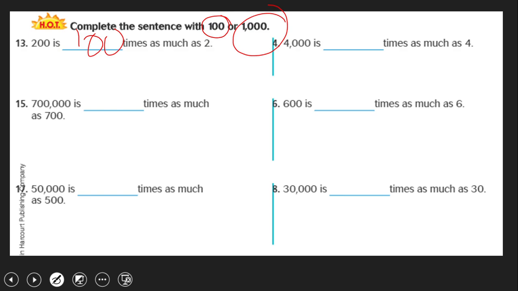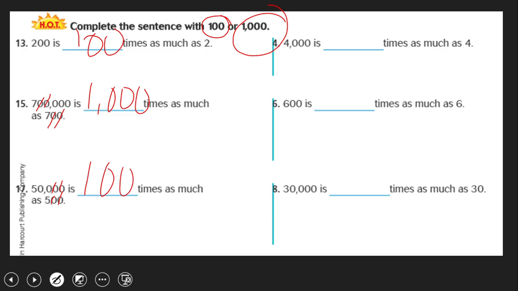700,000 is blank times as much as 700. Now a little trick to see is I like to cross out these zeros. How many zeros do you have left? 3. So then it's going to be times 1,000. Now 50,000 is blank times as much as 500. I'll do my little trick again. How many zeros do I have? 2. So I will do times 100.